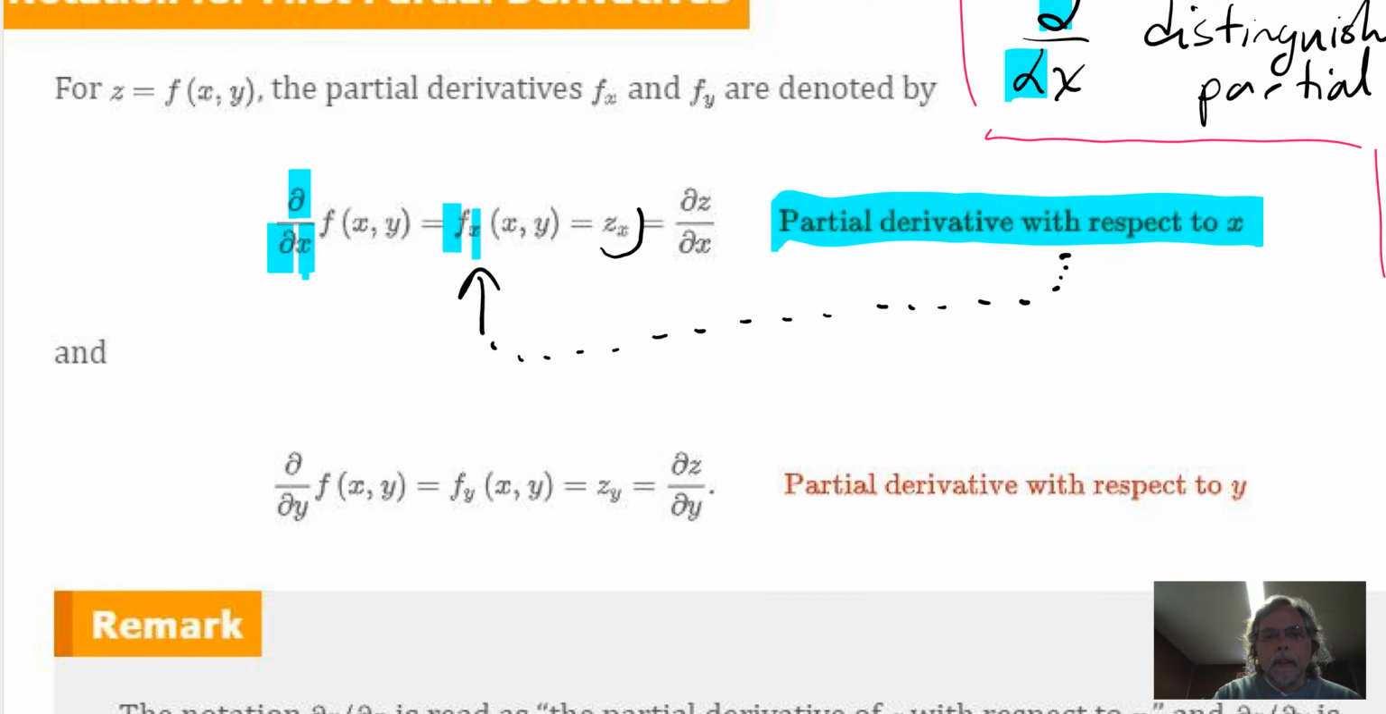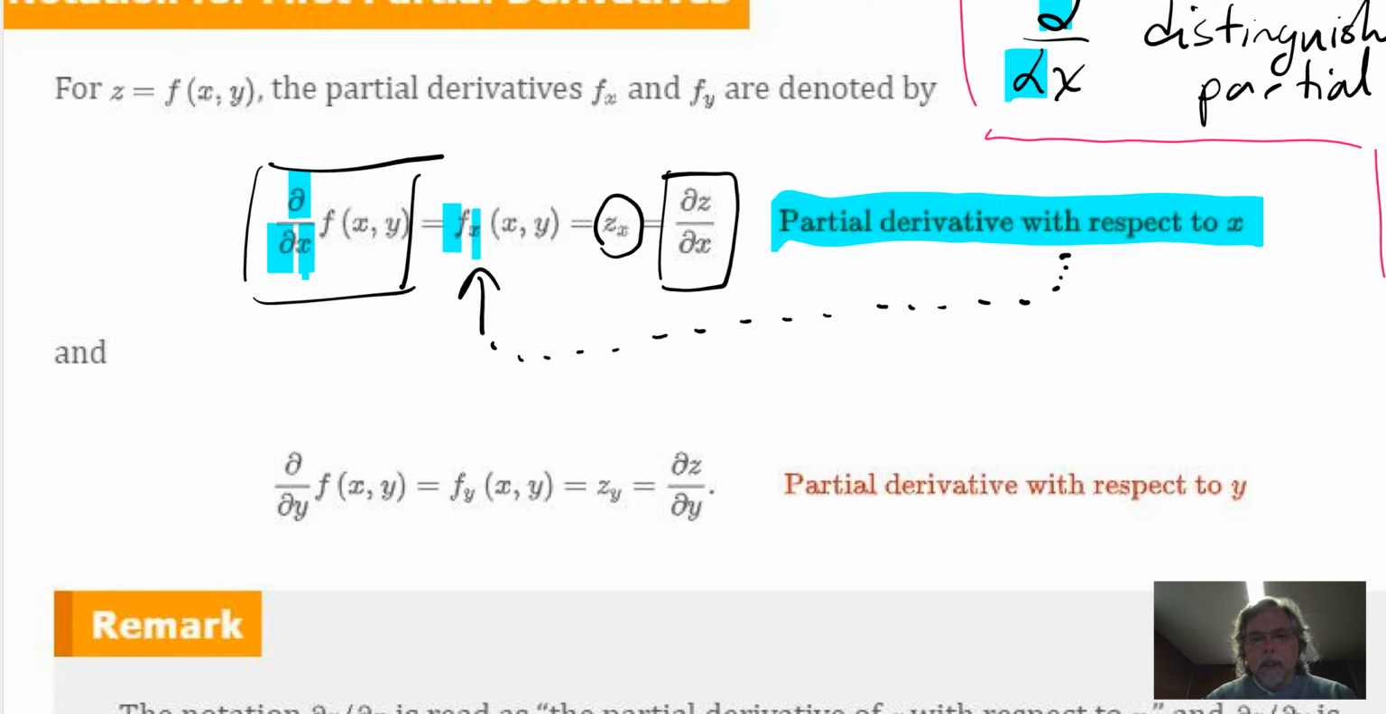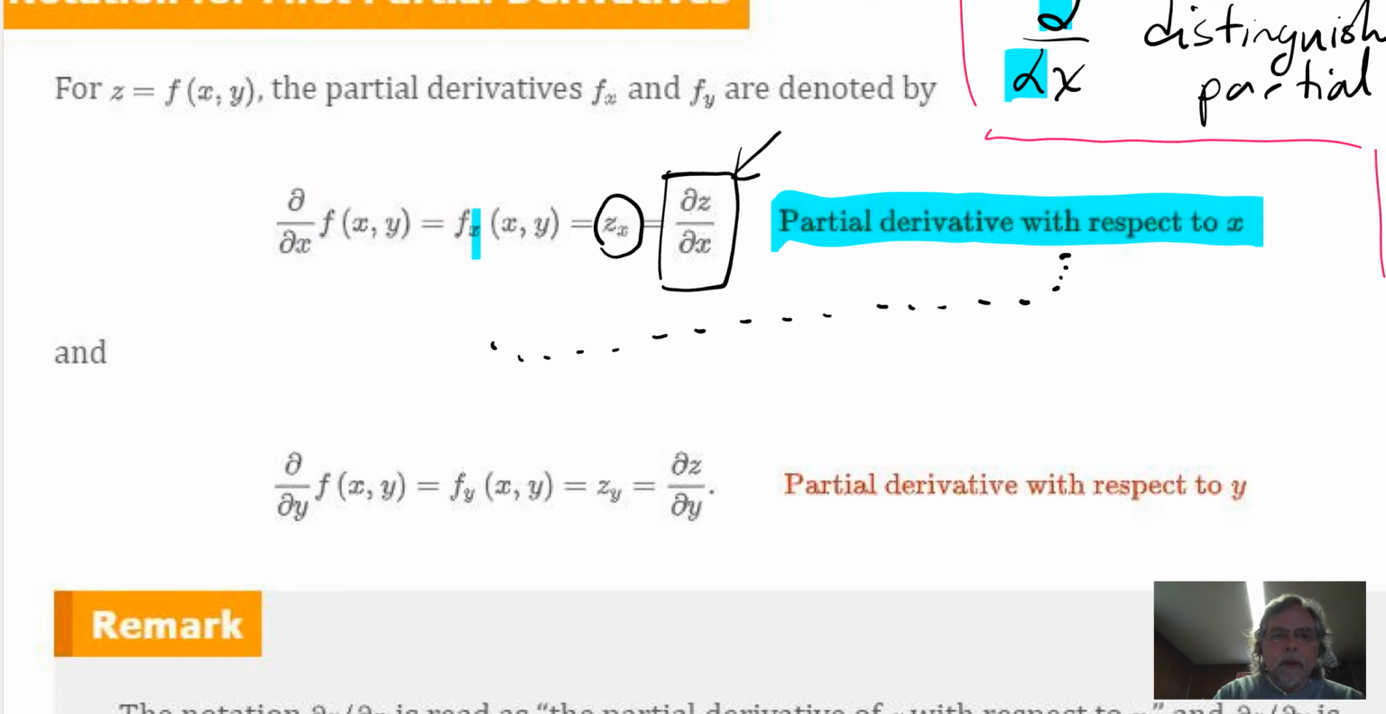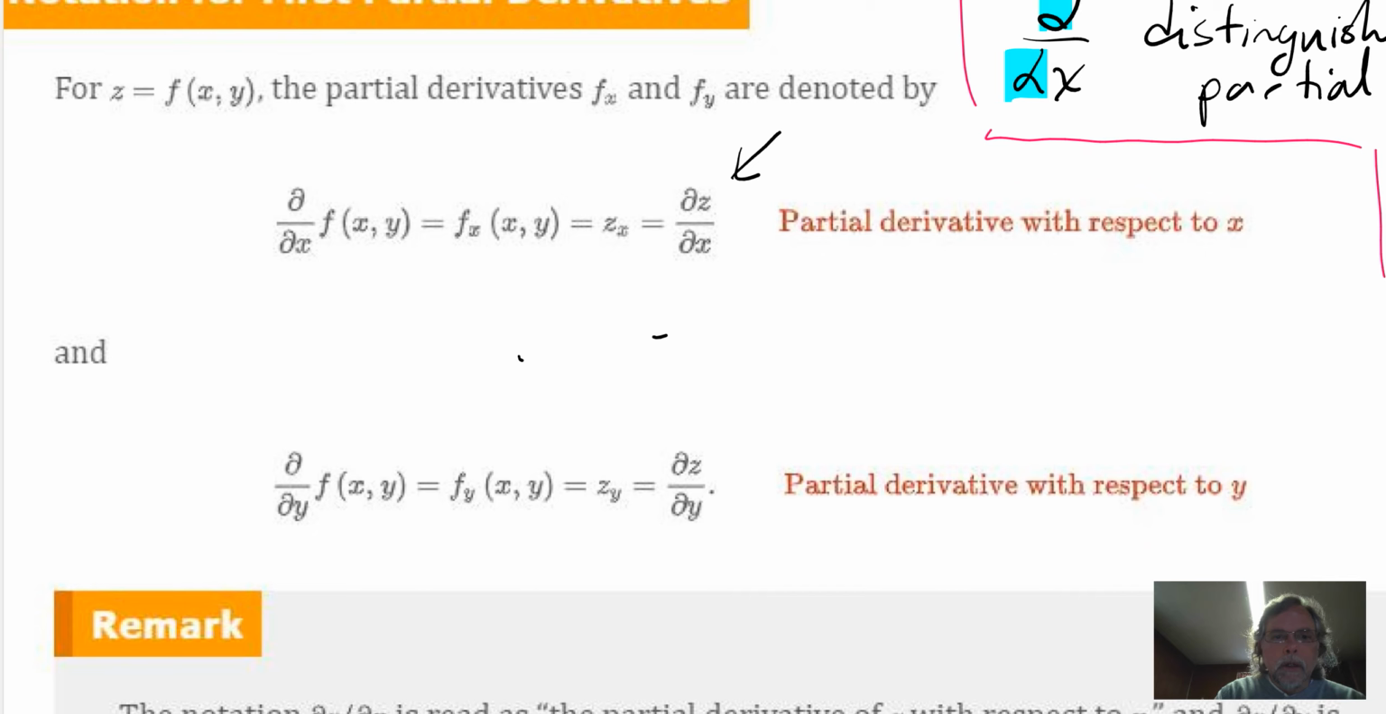The z sub x notation is less common than the other ones here. And the last one is analogous to the first one, where you have z notation instead of f of x notation, the partial derivative of z with respect to x. I would say, moving forward, the most common and useful that come up are this, and probably this. These two, somewhat probably a little less. This one, not so much.